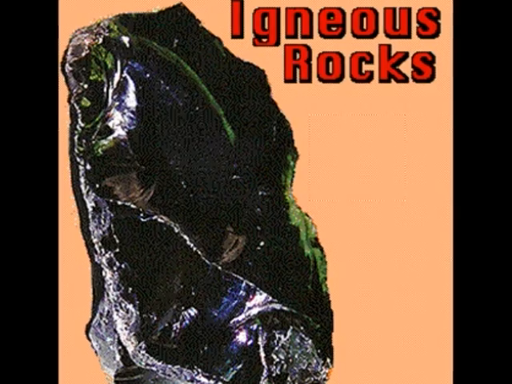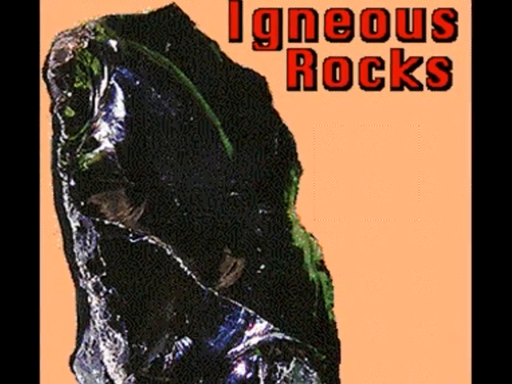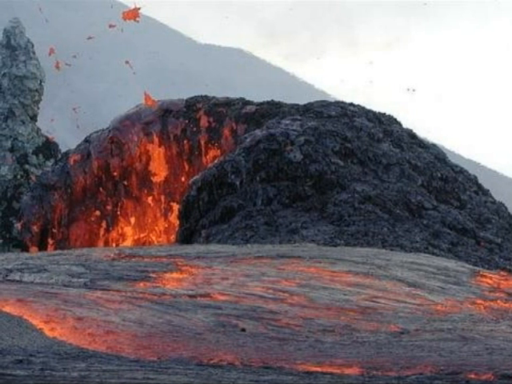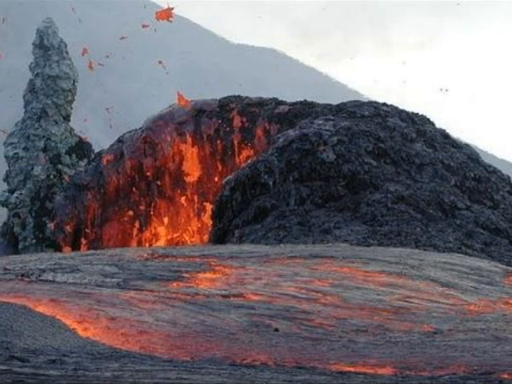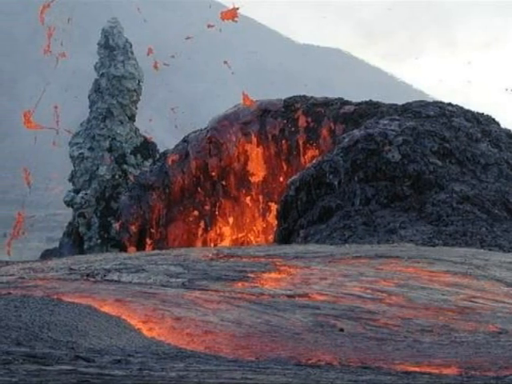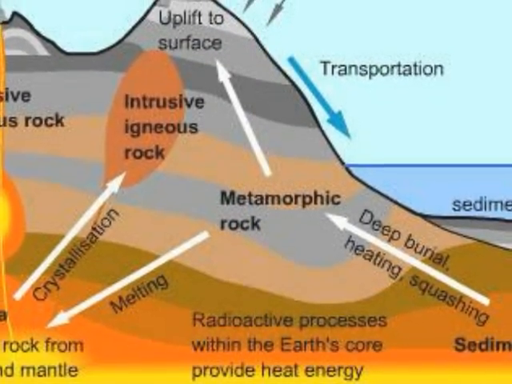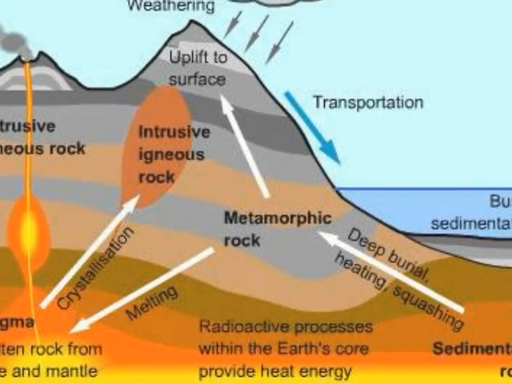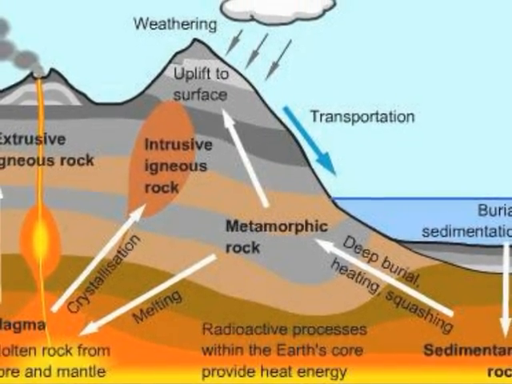Last but not least is igneous rock. Igneous rock is one of the three main rock types. Igneous rock is formed through the cooling and solidification of magma or lava. Igneous rock may form with or without crystallization, either below the surface as intrusive rocks or on the surface as extrusive rocks.